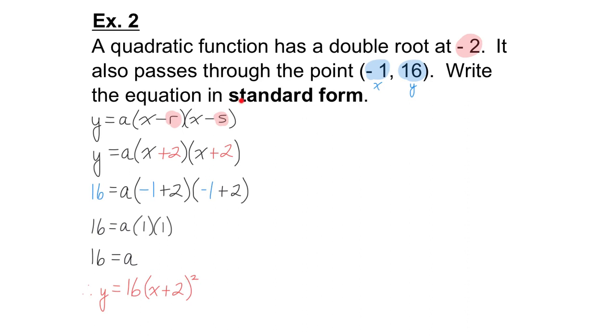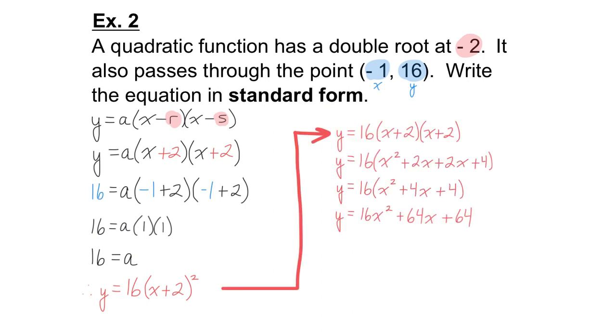But the question asked for standard form. So I have to expand and simplify. And when I do that, I end up with y equals 16x squared plus 64x plus 64. I did the same thing as I did in the previous example. I started with the roots. I plugged in values for x and y using another point on the function, and I solved for a. Once I knew what a was, I had an equation. Now, because I want standard form, I have to expand and simplify.